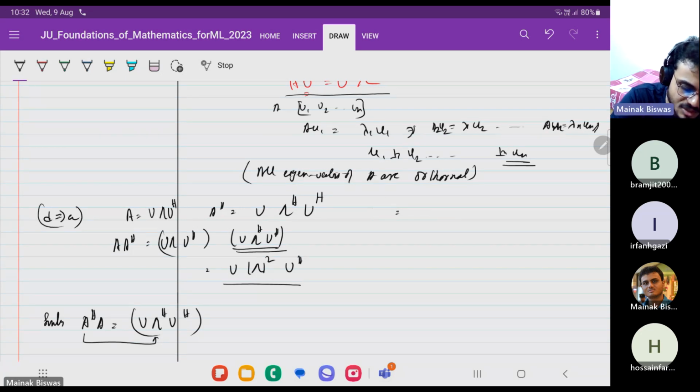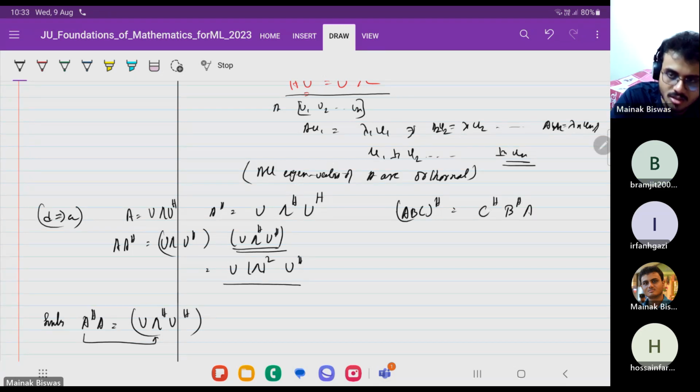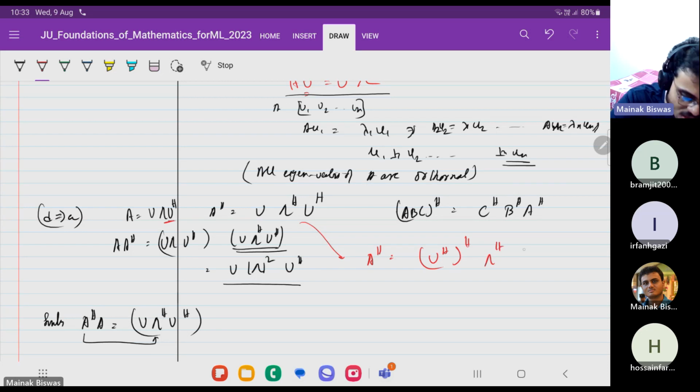Tell me, what is (ABC) Hermitian, or (ABC) transpose? It is C Hermitian, B Hermitian, A Hermitian, right? So what will you have here? A Hermitian will be U Hermitian, so this will go to the front. This Hermitian, sigma Hermitian, and U Hermitian. So this will convert to U Hermitian to U, sigma Hermitian and U Hermitian. Yes or no?